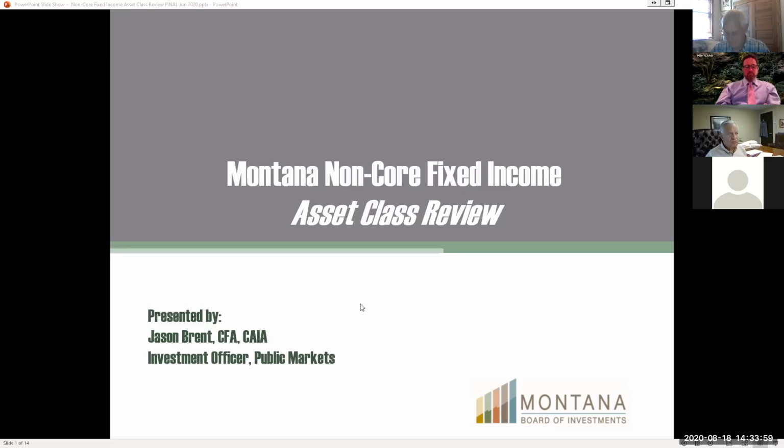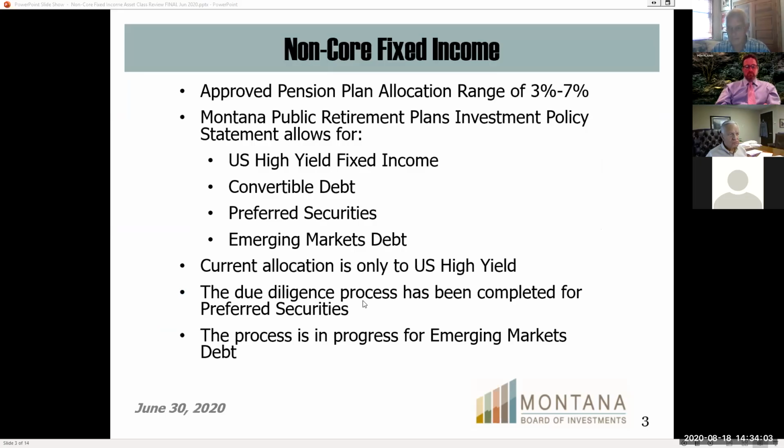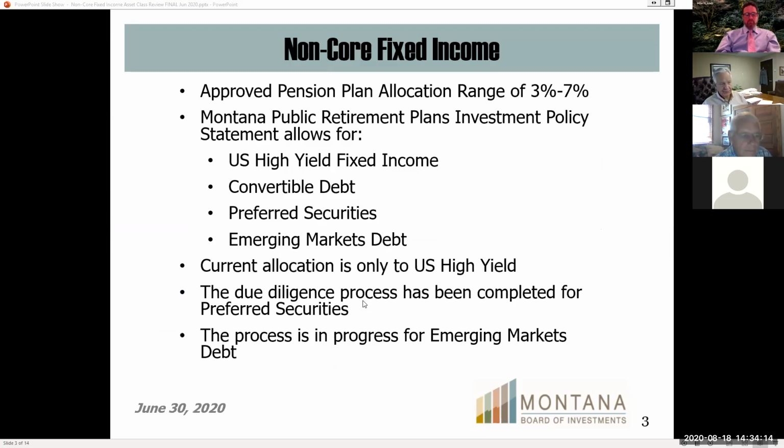All right, on slide 3, in the first few slides, I'm just going to go over non-core fixed income in general, then I'm going to turn it over to Jason for a deeper dive on the high yield space. As you know, our approved allocation range currently for non-core is 3 to 7%. We've got high yield, convertible debt, preferreds, and emerging markets debt all approved within the investment policy, but currently we're only in US high yield. As you know, we're in the process for both preferred and emerging market debt. As we're able to complete our due diligence processes there, we will do so and hope to have more information on managers that we might hire at maybe the October, hopefully the November meeting. Some of that is dependent on travel, of course, as we've talked about.